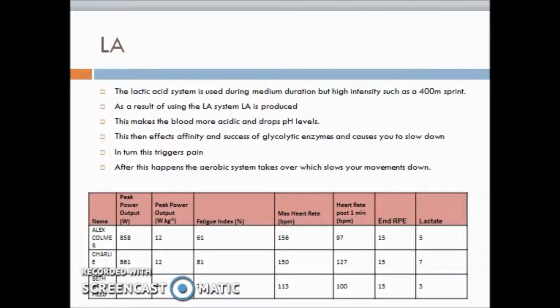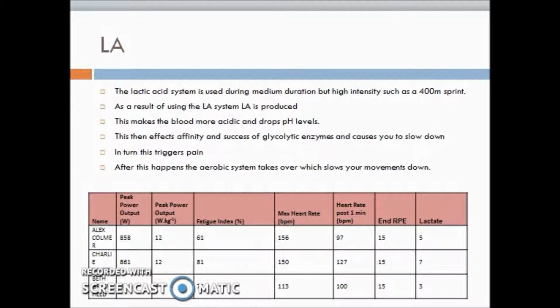While the LA system does resynthesize ATP, it does create the harmful waste product, lactic acid. This in turn makes the blood more acidic and will cause the blood pH to drop, as said before. The more acidic your blood is, the lower the pH will go. This will affect the affinity of hemoglobin and the success of glycolytic enzymes. Hemoglobin picks up all the oxygen, so when we're talking about affinity, it pretty much means the success of picking up all the pairs of oxygens.